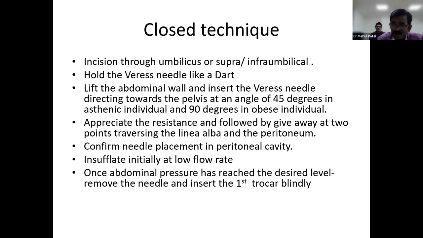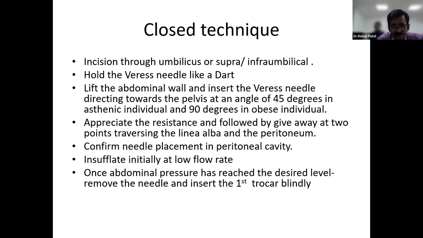And while passing the needle, you try to appreciate the clicks. The one click is going through the linea alba and the second is through the peritoneum. If you can appreciate the clicks, you understand that you're in the peritoneal cavity, and the needle has a safety device. And there are a number of ways you can confirm that the needle is in the peritoneal cavity, either by pushing saline, by drop test, and the final test is connecting to the insufflator machine.